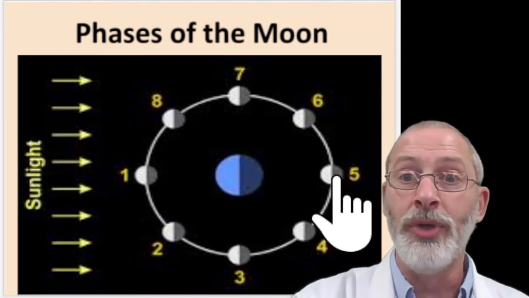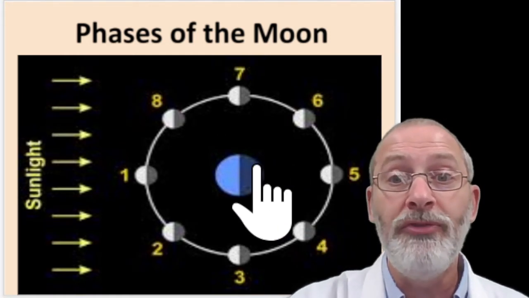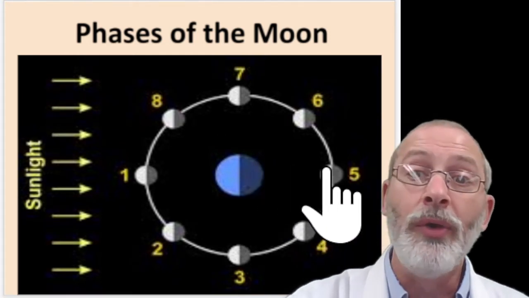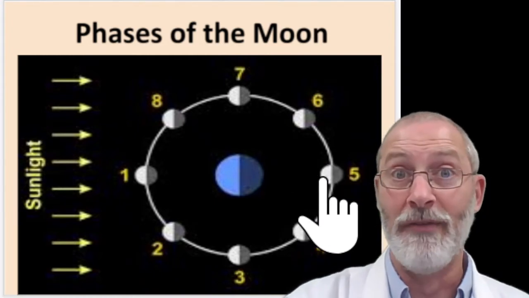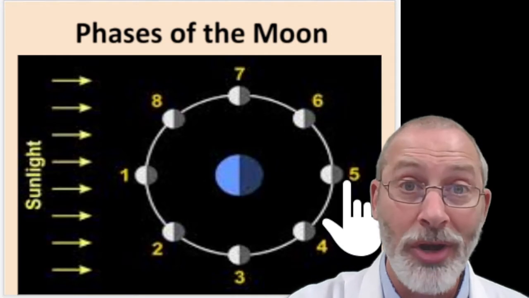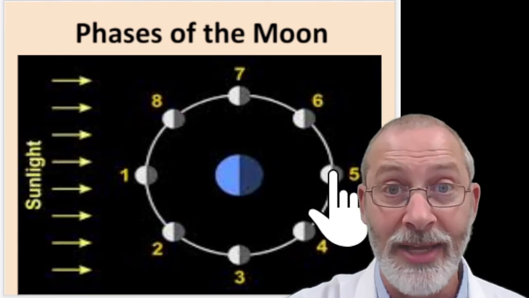Likewise, if the moon is over here in position number 5 and we look at the moon from planet Earth, we're only going to be seeing the completely illuminated side of the moon. We're not going to see the dark side of the moon. So we'll see a completely illuminated disk.